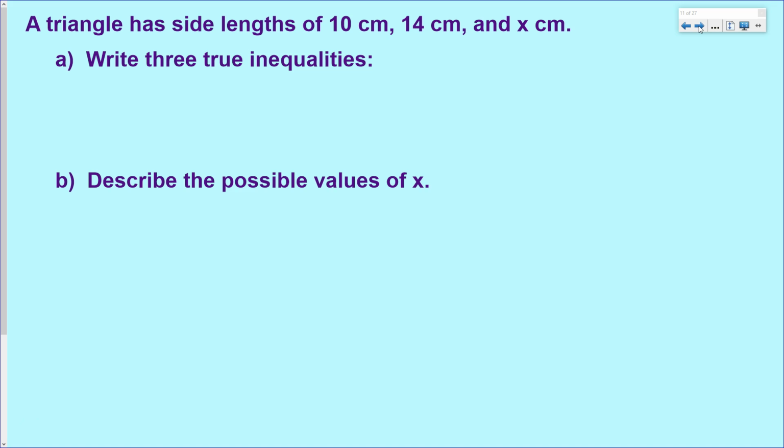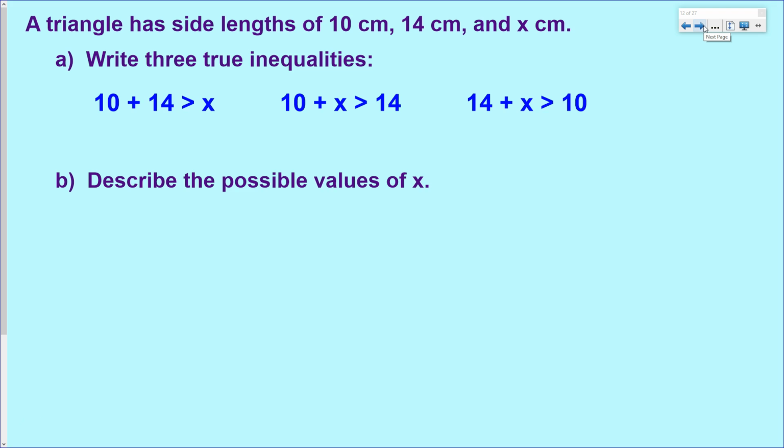Okay, to get the three inequalities, you put one side of the triangle on the right-hand side of the inequality, and the left-hand side is just the sum of the other two sides. So we get 10 plus 4, 14 is greater than x. We get 10 plus x is greater than 14, and 14 plus x is greater than 10. And then from there, you have three inequalities.